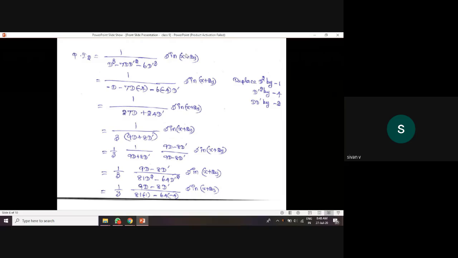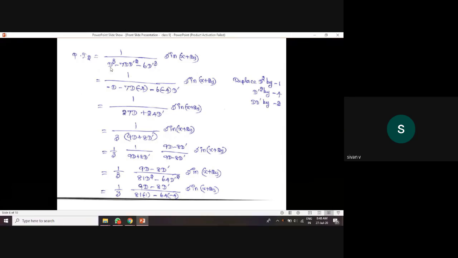This one: D square is replaced by minus a square, where a equals the coefficient of x and b equals the coefficient of y. D square equals minus 1, and D dash square equals minus b square. b equals 2, so minus 4. You have to replace these values in the denominator, in this D cube and here D dash cube.